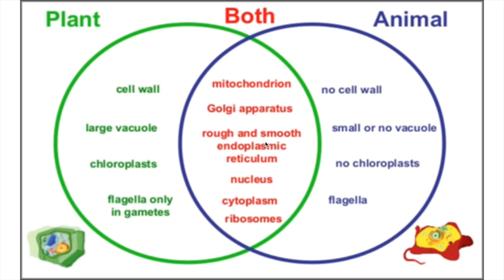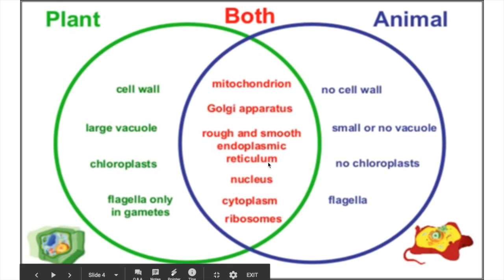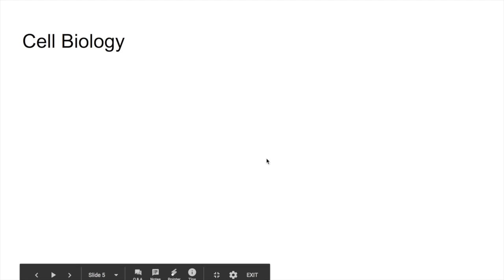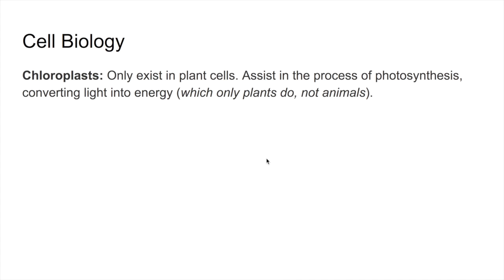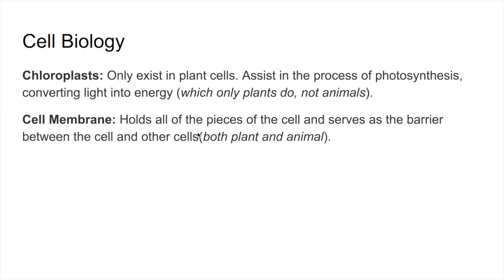Plants. Important distinction between plants and animals. Plants have a cell wall, and they also have a large vacuole. Animals have no cell wall and basically no vacuole, and they don't have chloroplasts, but that's kind of obvious. I don't know how important the similarities are, but basically, chloroplasts only exist in plant cells because only plants do photosynthesis, not animals, because animals are not converting light into energy. Plants do for their food.